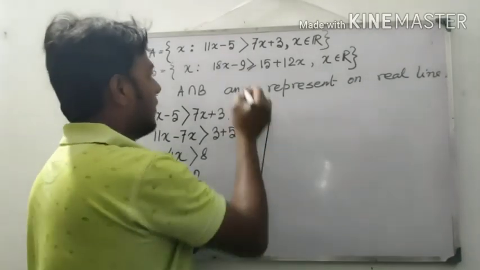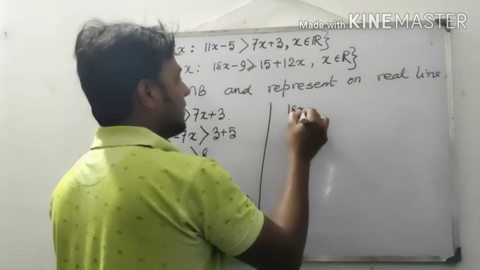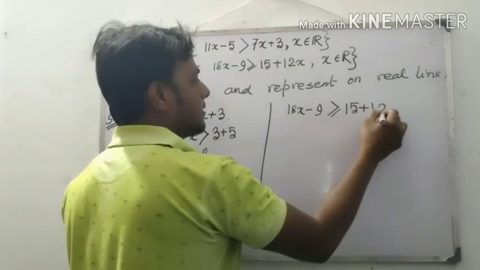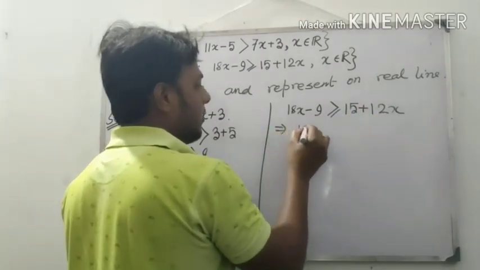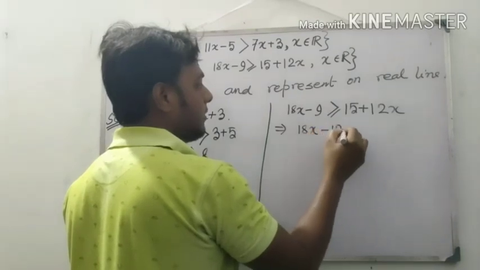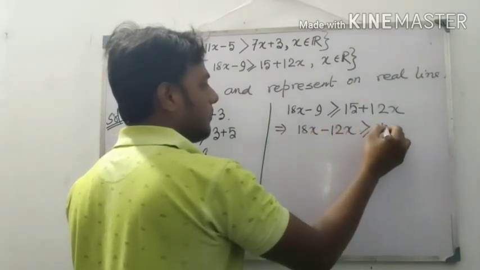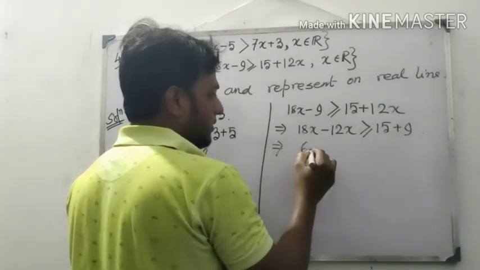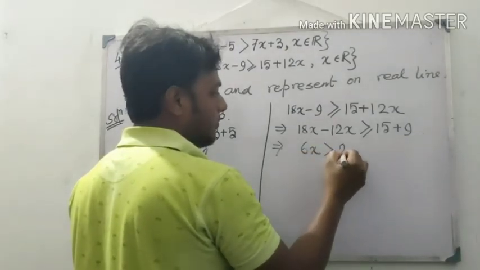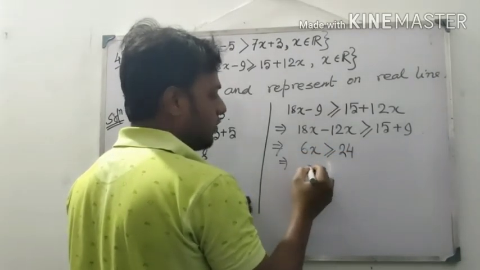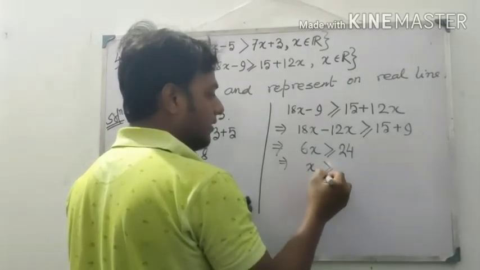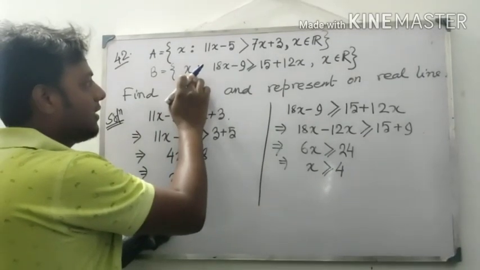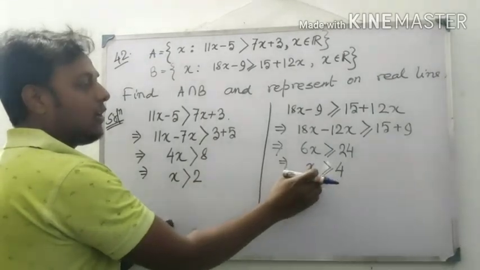Next, for B, it is given 18x minus 9 greater than or equal to 15 plus 12x. Now solve it, same process. Consider all x related terms on one side. Then 18x minus 12x greater than or equal to 15 plus 9, which implies 6x greater than or equal to 24. We divide both sides by 6, then x greater than or equal to 4. So this is the set B. That means B is the set of those numbers which are greater than or equal to 4.